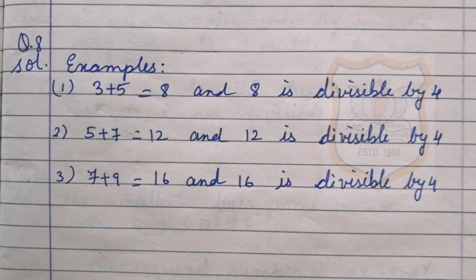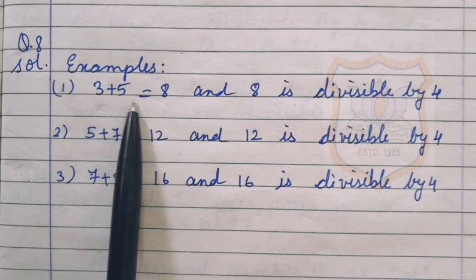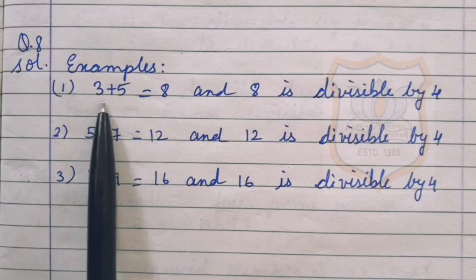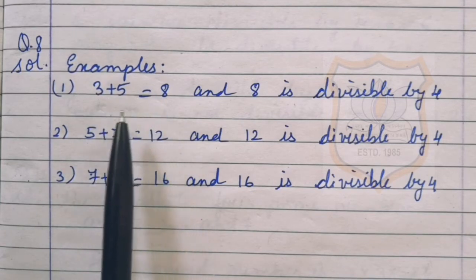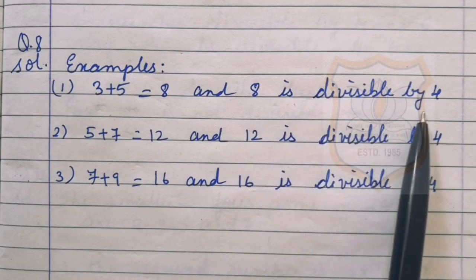Students, here we have to find out if we add 2 consecutive odd numbers, then whether the answer is divisible by 4 or not. Here also we have to solve the sum with the help of a few examples. Example 1. If we add 3 and 5, 3 is an odd number and 5 is also an odd number, and 3 and 5 are consecutive odd numbers. If we add them, we get 8, and 8 is divisible by 4.